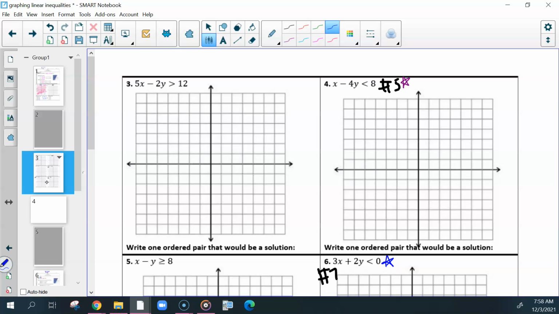So number 3 is now not in slope-intercept form, so we would need to convert it before we do anything. Subtract 5x to the other side. And divide both sides by -2. Remember that when we divide by a negative, the sign changes direction. So y is now less than positive 5 over 2x minus 6.